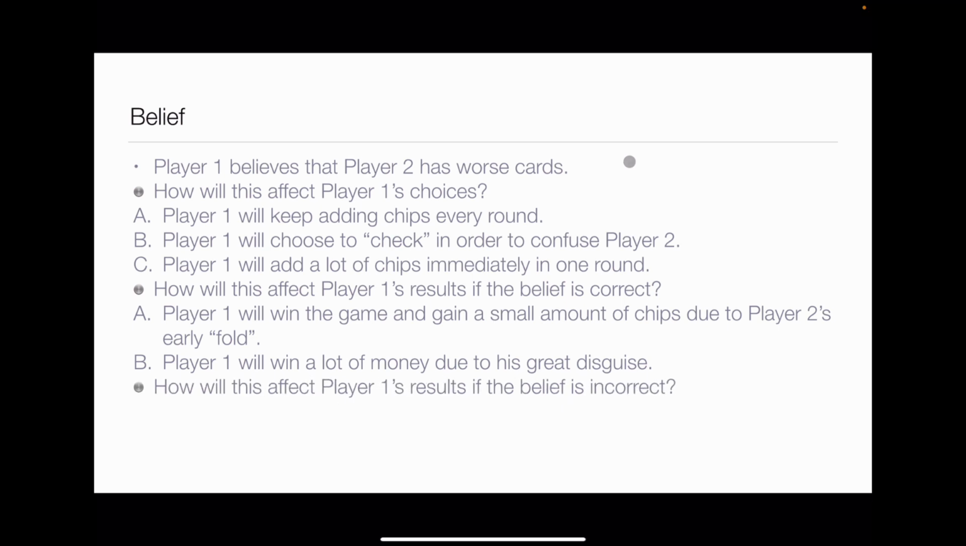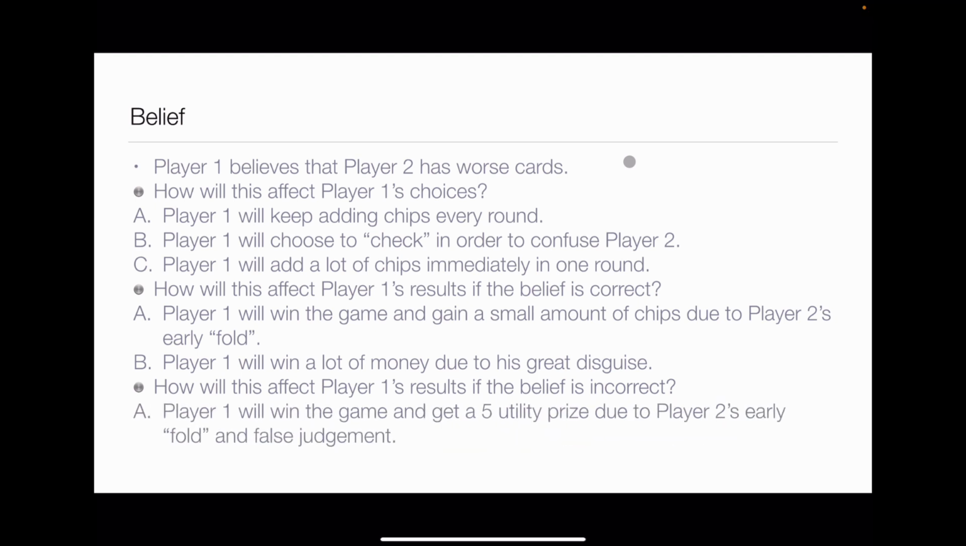But if the belief is incorrect, player 1 will win the game and get a 5 utility prize due to player 2's early fold and false judgment. Or player 1 will maybe lose a lot of chips due to his false confidence. Or the third belief will be player 1 may believe that player 2 will have a better combination later.